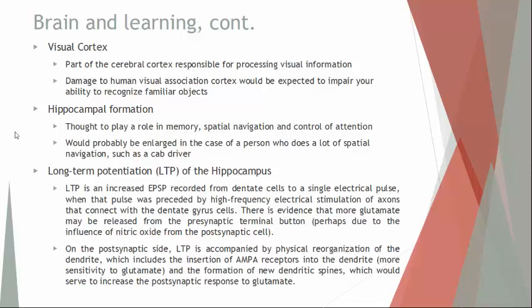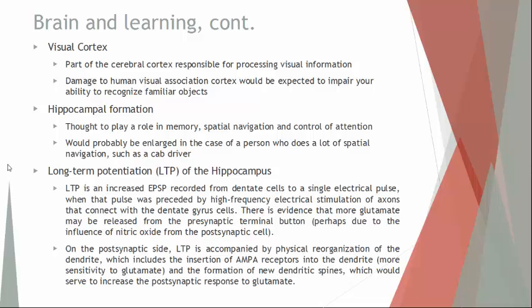And the hippocampus would be more detailed, more intricate for those who use the skill quite often, such as a cab driver who uses spatial navigation. Because they drive so much, so often, they're able to get a map in their head of where they have to go. It's because they need to have that skill so they can get there faster. So the more you practice, the better you get at it.